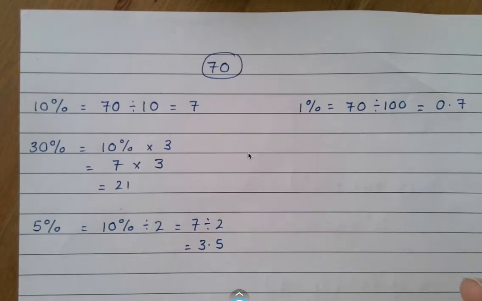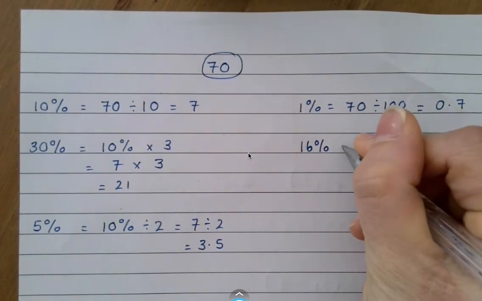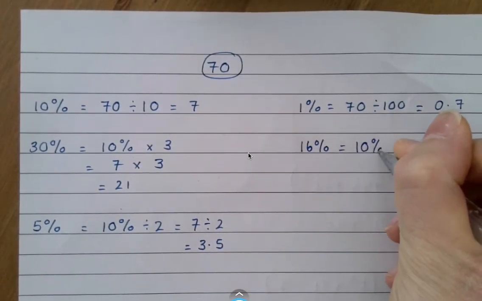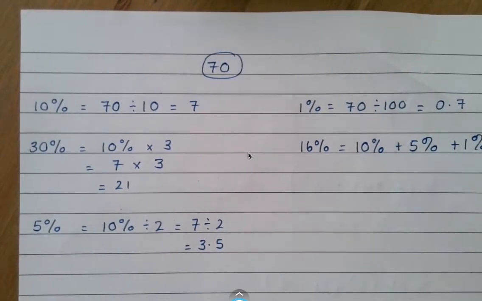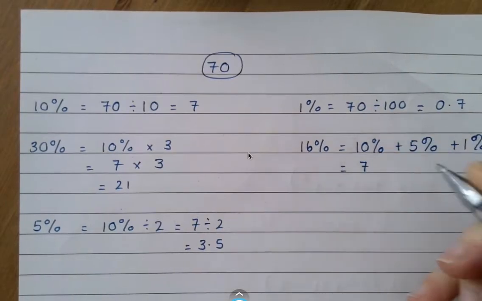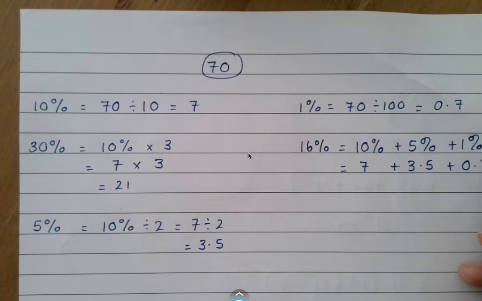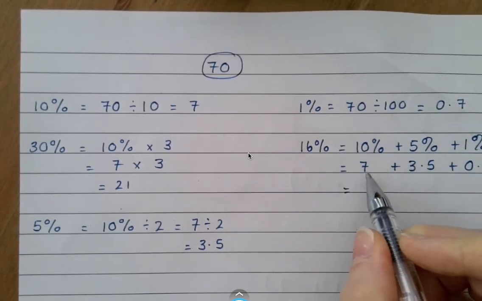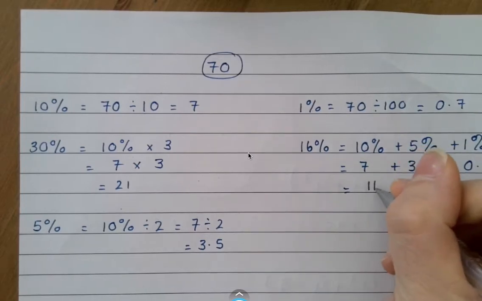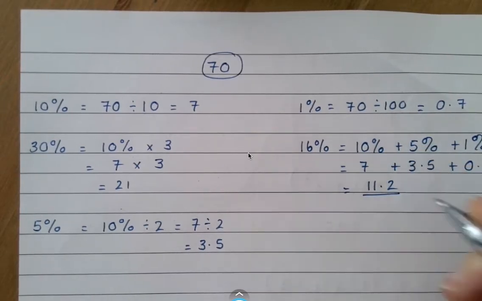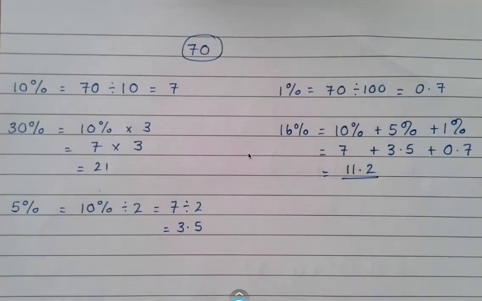So for example, if I wanted 16%, I could break it up into 10%, 5%, and 1%. Okay, so I've got 10% is 7, I've got 5% is 3.5, and I've got 1% is 0.7. So if I add them together, I've got 7, 10.5, 11.2. Okay, all without a calculator. You can use column addition if you need to.